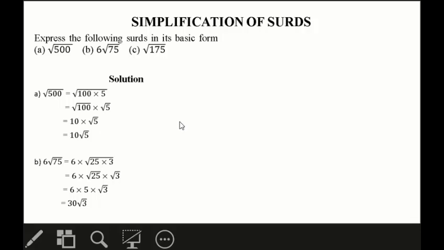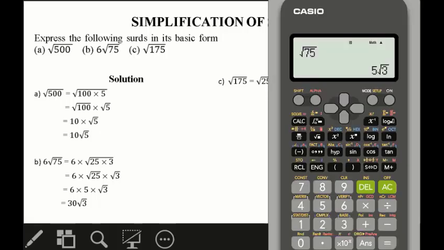We have the root of 175. You are being given this to simplify. So this is how you go by it again. Over here, you write 175 as a multiple of two numbers, with one being a perfect square. And for your work to be easier, just punch this expression on the calculator as shown on your screens. So you have the root of 175. Then you press equal to. It will give you 5 root 7, right?